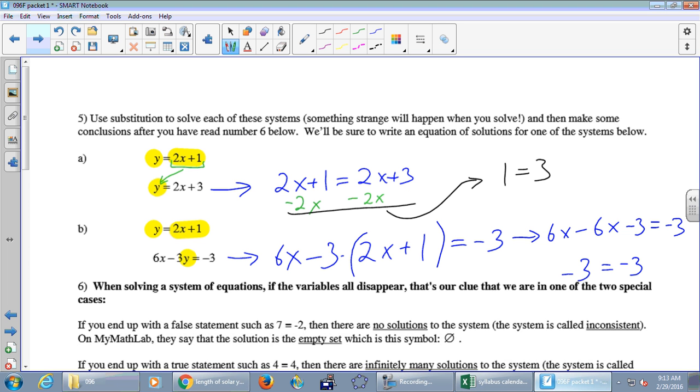If you get a ridiculous equation that is blatantly not true, like 1 equals 3, which one do you think that is suggesting? Parallel. Because 1 equals 3 is not true. And when you have parallel lines, you have no solutions. And so if 1 equals 3 is going to suggest no solutions or infinitely many things are true, I would suggest no solutions is more reasonable. So 1 equals 3, our conclusion is no solutions.